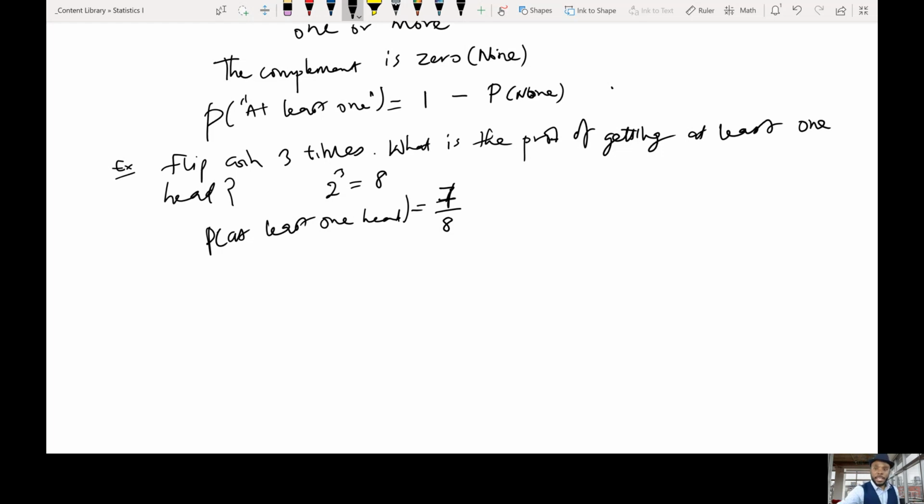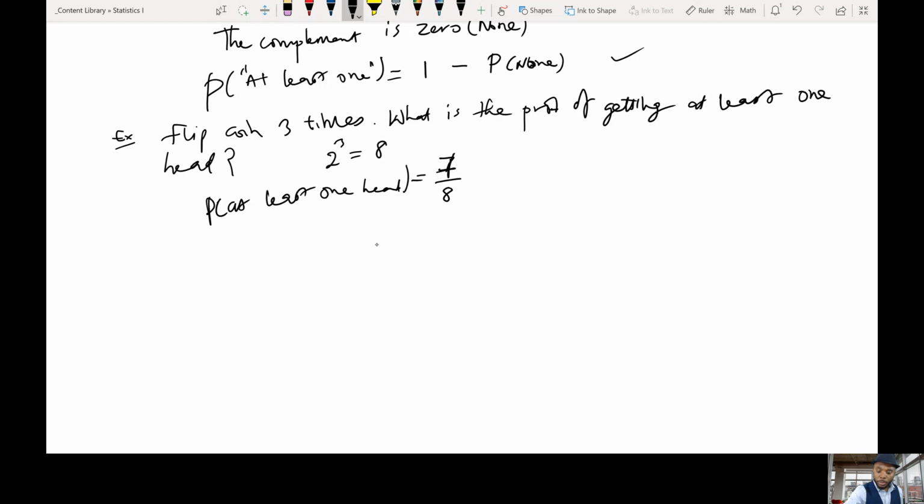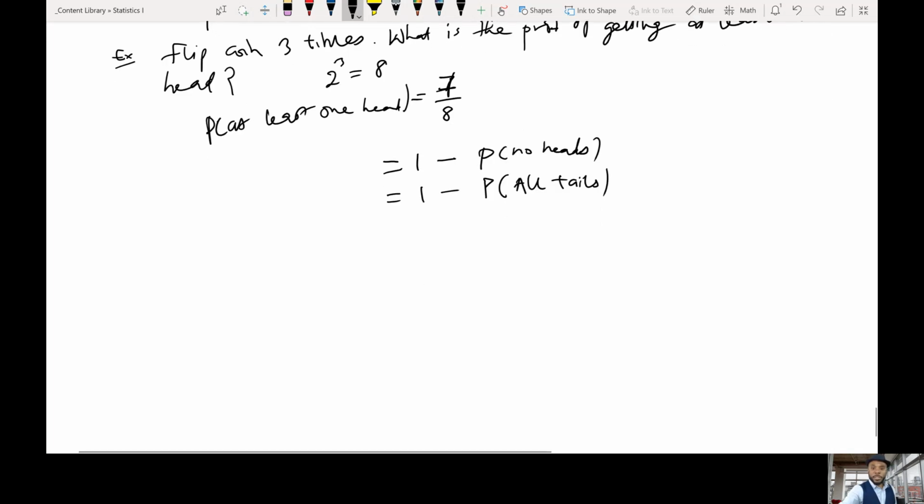However, let's use this concept that we've just learned to solve the problem. The probability of at least one head can also be seen as 1 minus the probability of no heads. Now, what is that? That's simply 1 minus the probability of all tails. So no heads means all tails. Now, what's the probability of all tails?